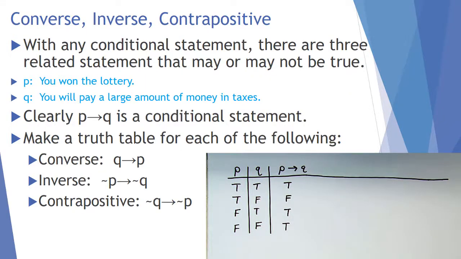Now, related to conditional statements are the three cousins of a conditional statement, and they are the converse, the inverse, and the contrapositive statements.